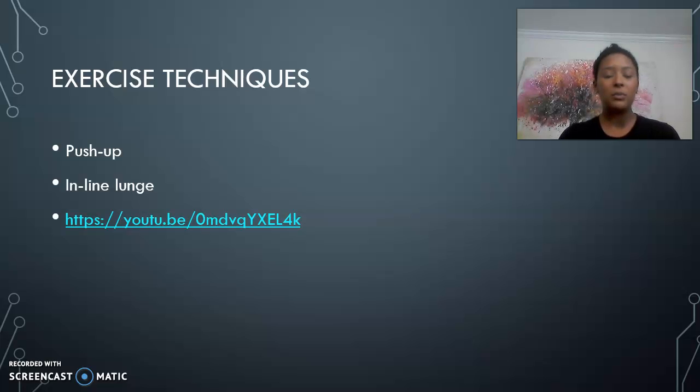And then his push-up as well. His upper body was a little bit more appropriate for the technique. He didn't really have as much limitations with his upper body as his lower body.